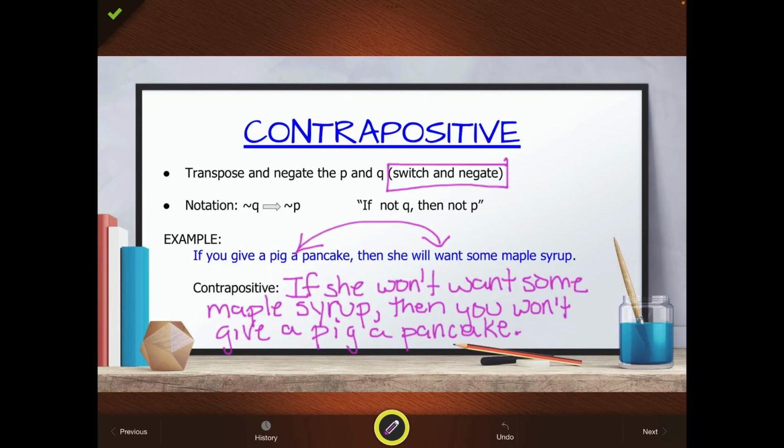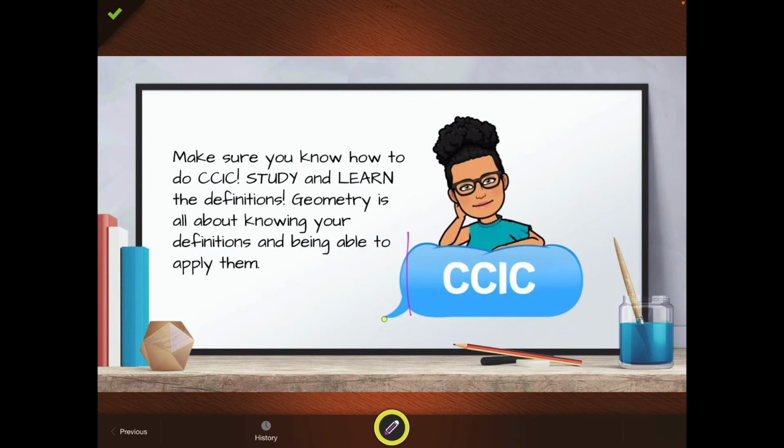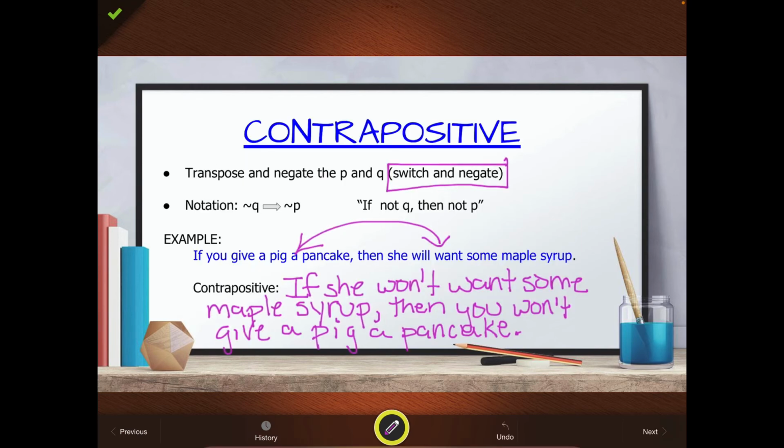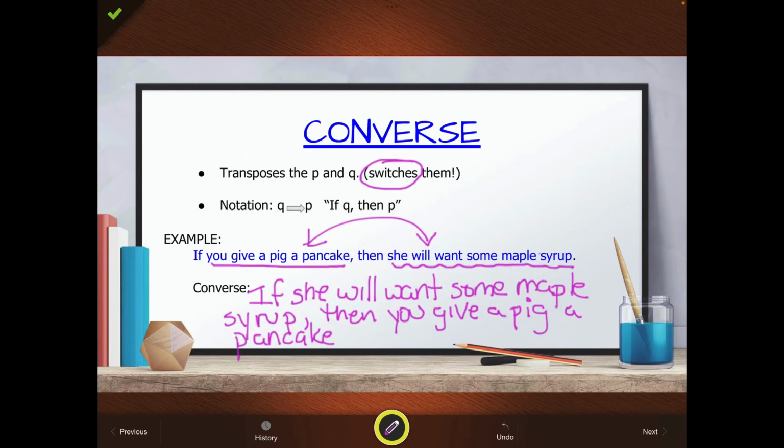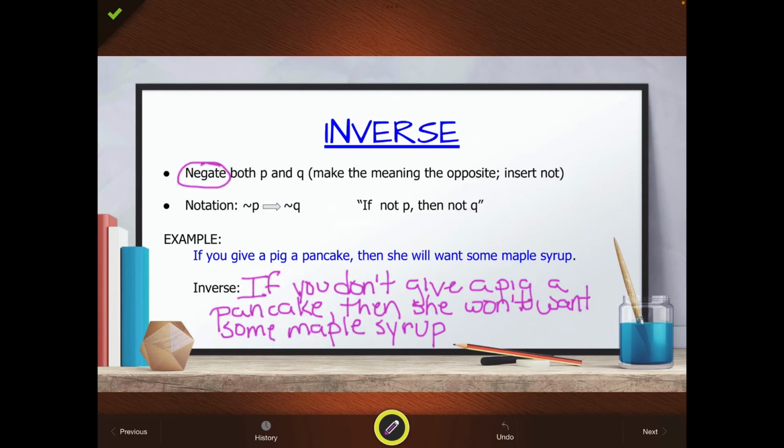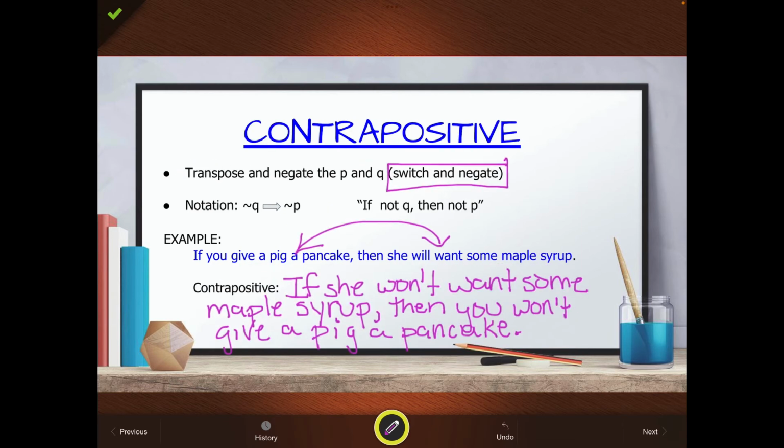So before I put you guys into breakout groups, does anyone have any questions so far? I'm not going to turn you completely loose on your own just yet. We are going to go into breakout groups, practice a little bit more, work out those kinks. But does anyone have any questions about the converse, the inverse, or the contrapositive?